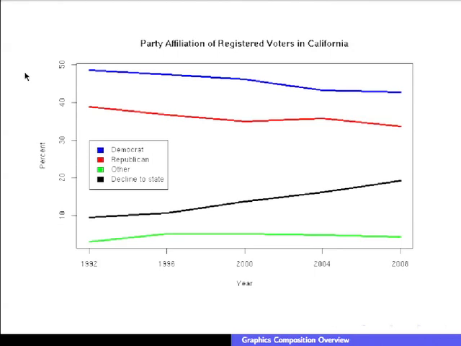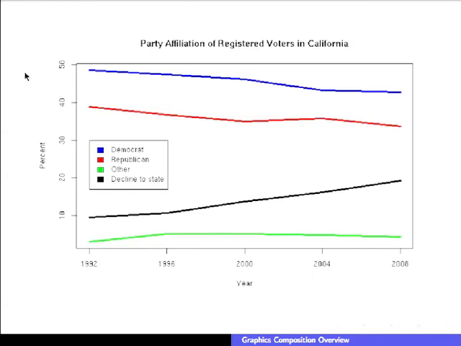Yes? Before it looked like the Democrats were losing ground and there were a lot more Republicans, but now it looks like there are less of both and the decline to state voters are really. Very good. Before it looked like the Democrats were losing ground as time went on and the Republicans were gaining. And now we see that it looks like they're both losing ground. They're almost parallel, decreasing slightly. And the one that's really increasing a lot is the decline to state.